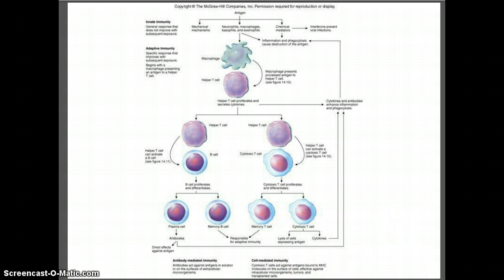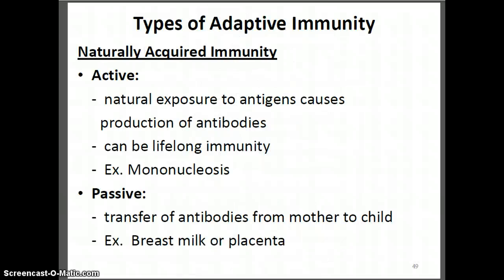Notice all of these types of immunity, whether it is innate or adaptive, cell-mediated or antibody-mediated, do work together. We don't live in an isolated system where one part of our immune system says, oh no, I can't do this, I'm supposed to be adaptive. They all work together. We divide them so we can understand them a little bit better.